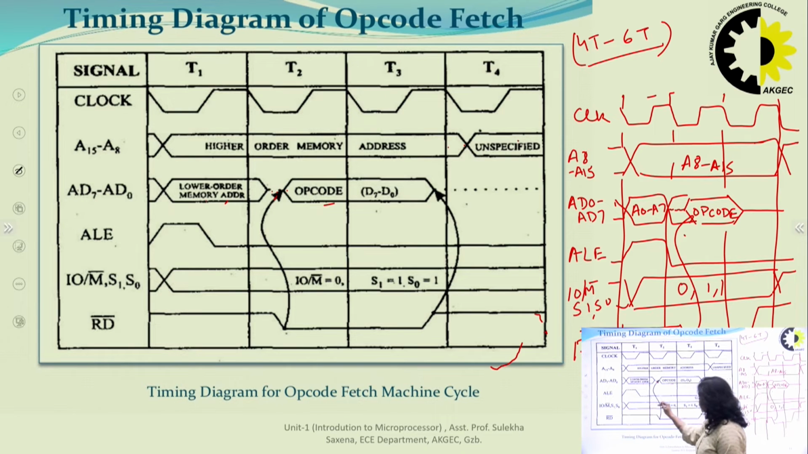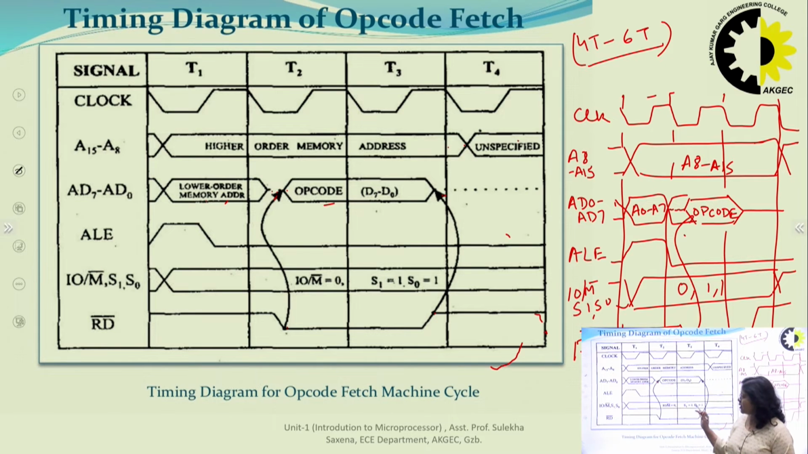Next is the ALE signal. Since the address is available in the T1 machine cycle on AD0 to AD7, ALE is 1 in the T1 state, and after that it becomes 0. What about read bar? Read bar is active low once a read operation is performed. Since read is performed during the T2 T3 machine cycle, read bar is initially high, then it becomes 0, and after it becomes 0, only then the data is available. This is shown by this trigger signal, and once this data is completely read out, this signal again becomes high.